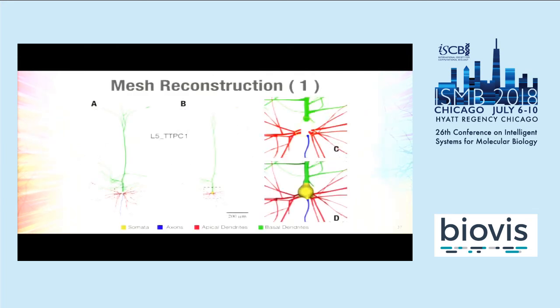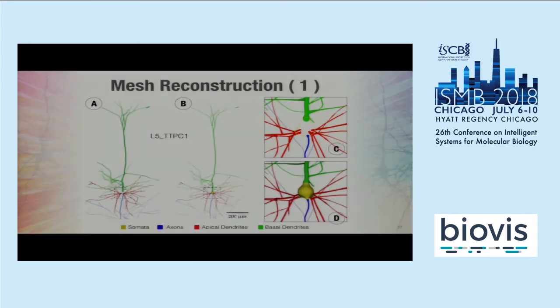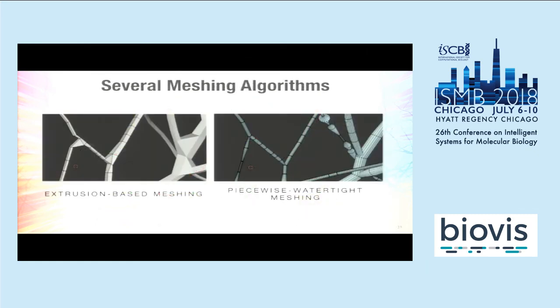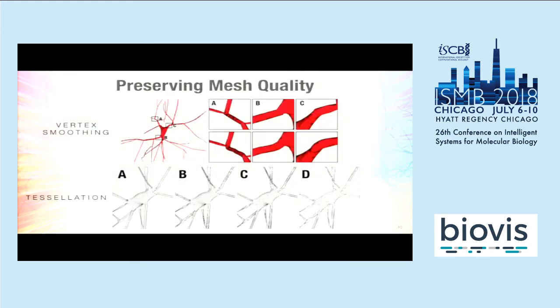The next thing is the mesh reconstruction. With that, we take an input morphology skeleton, and then we reconstruct the mesh. We have different meshing algorithms. So these are just for different morphologies. As you can see here, we have two basic algorithms. We have already enhanced that in the latest release to 4. So we have the extrusion-based meshing and the piecewise watertight meshing. And also we preserve the mesh quality by using vertex smoothing operations, and we reduce the number of polygons with a tessellation operation, but we still preserve the quality, so we measure the error and then we report it.